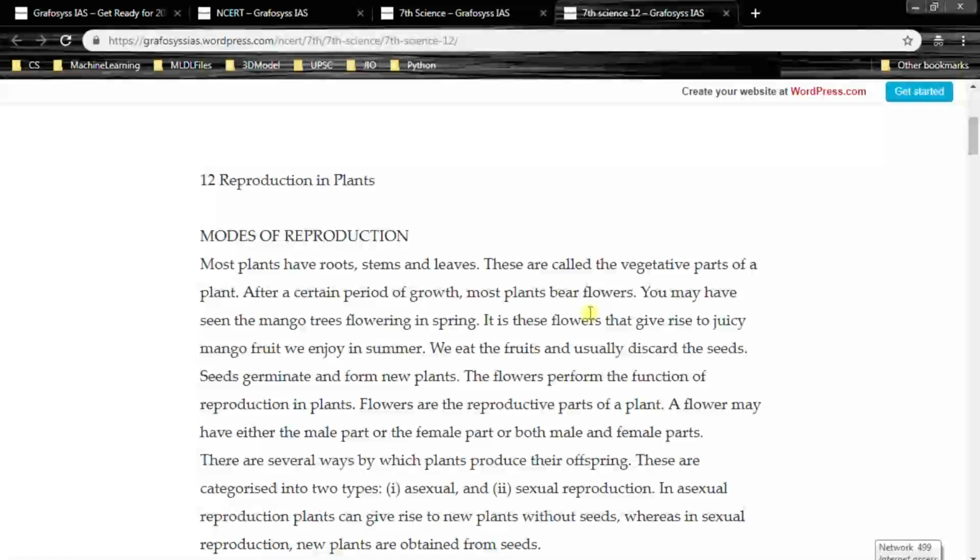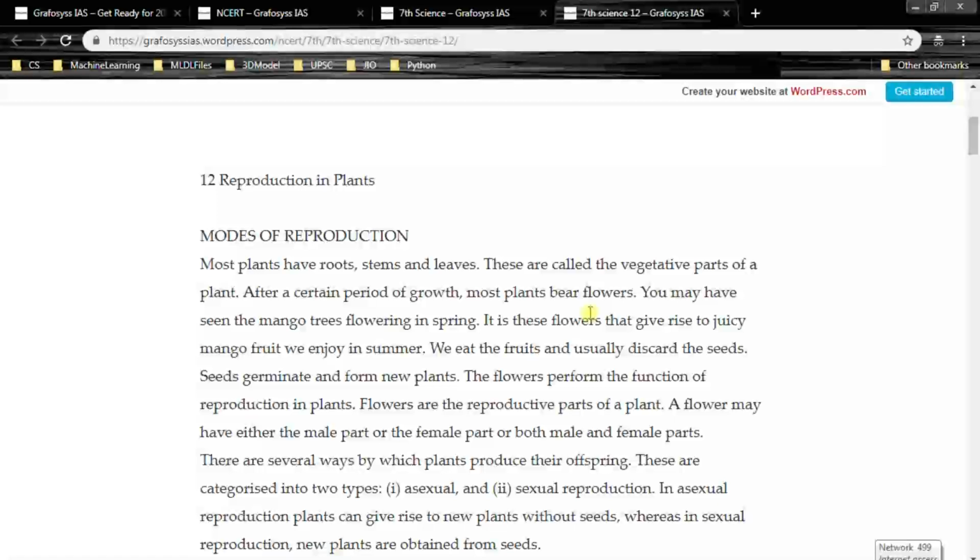We eat the fruits and usually discard the seeds. Seeds germinate and form new plants. The flowers perform the function of reproduction in plants. Flowers are the reproductive parts of a plant. A flower may have either the male part or the female part or both male and female parts.